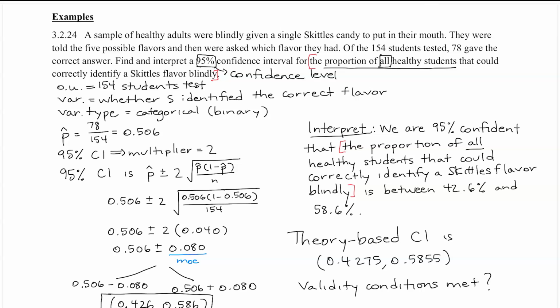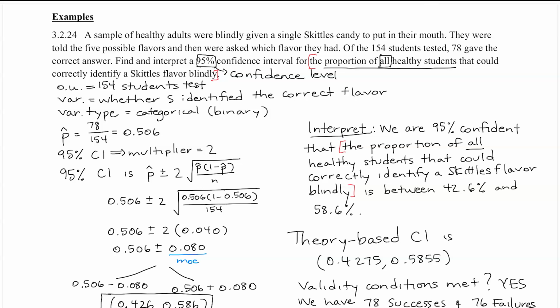We really should have done that first. Are the validity conditions met to be able to use a theory-based method? So again, if you look up above at the theory-based table, for a categorical variable, we have to have at least 10 successes and 10 failures in the sample. So the conditions are met. We have, in fact, 78 successes.